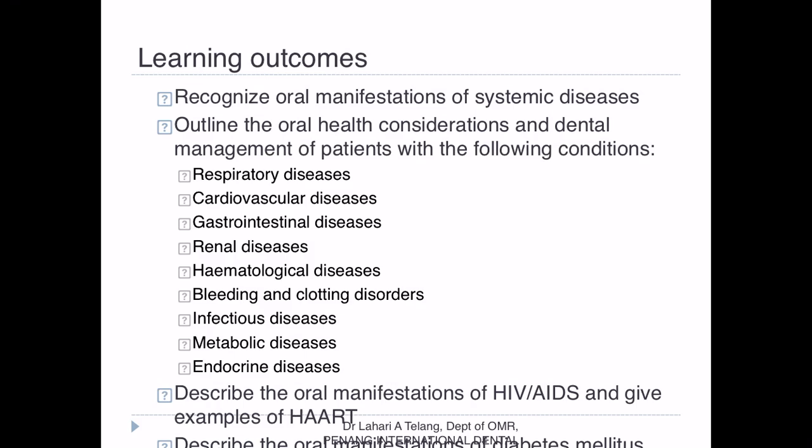Of course, we'll also be giving you an outline on oral manifestations of HIV and AIDS, which you have already dealt with when you were in year 3, and some examples of heart disease and a little bit about diabetes mellitus.